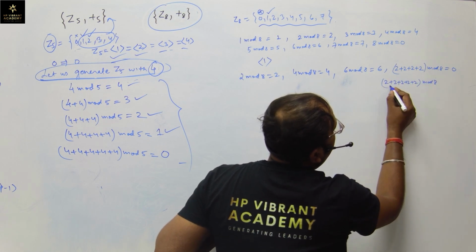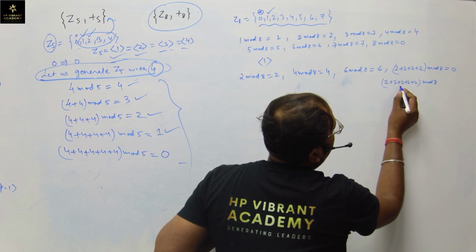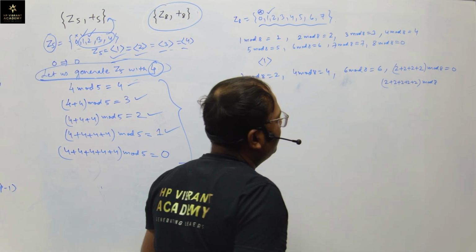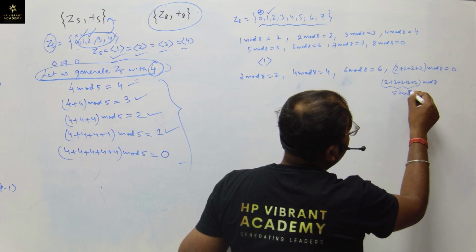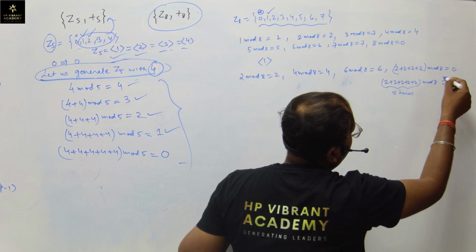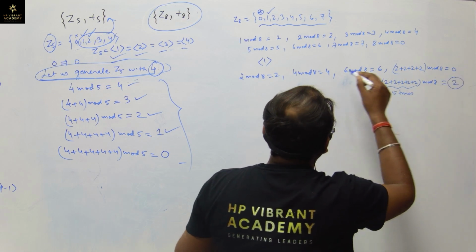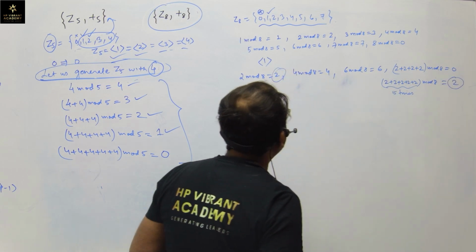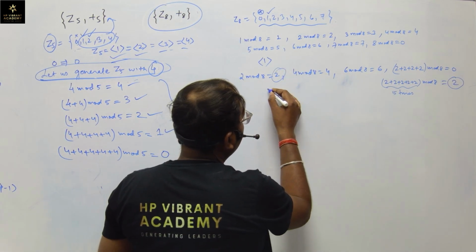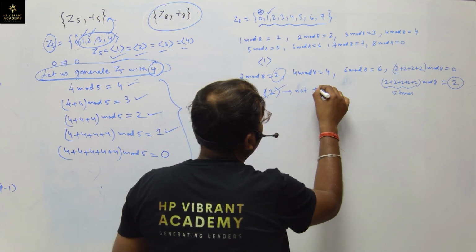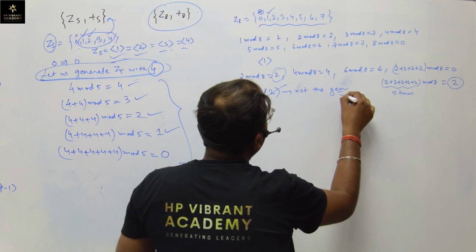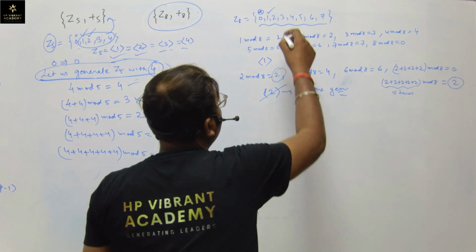This is 5 times 2. This is 10 mod 8. The remainder is 2. So this is getting repeated. This means 2 is not the generator. Okay. So now let us apply this with 3.